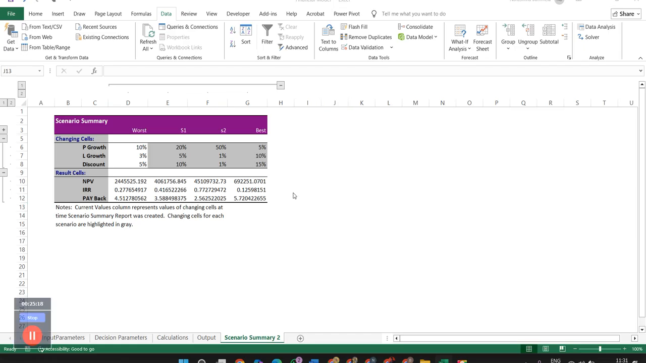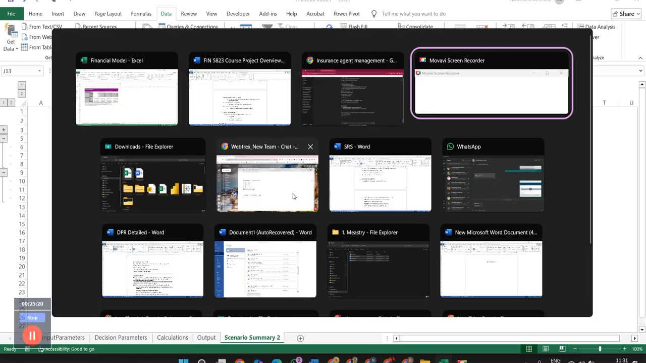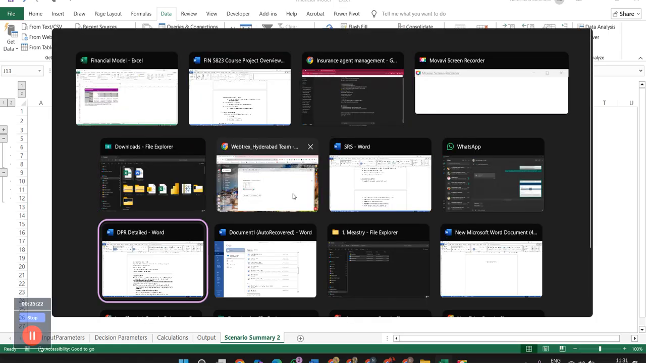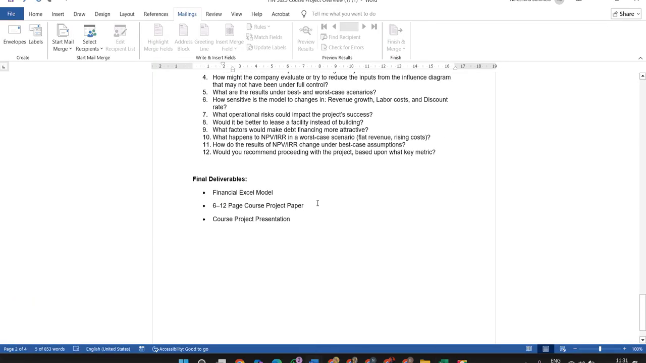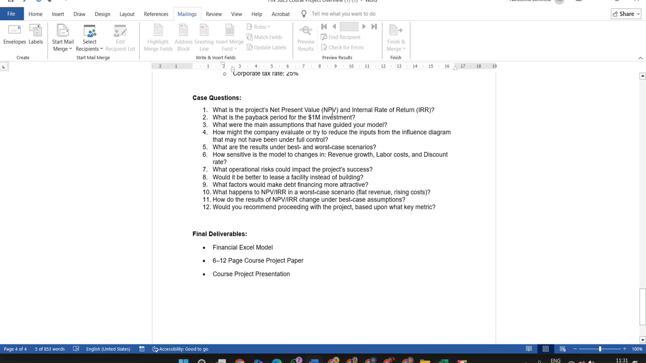Chalo, now let us try to address the case questions. So what is the case question? First one, what is the project's NPV and internal rate of return? So that is the initial one. So first you should start writing what is net present value. You explain it properly. Then you explain what is internal rate of return. Okay. Then mention what is the NPV value. So NPV value is some XYZ value.